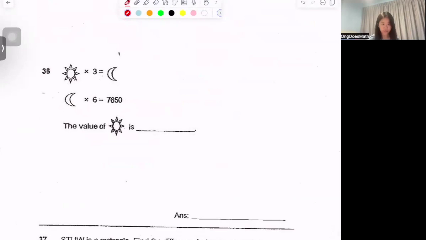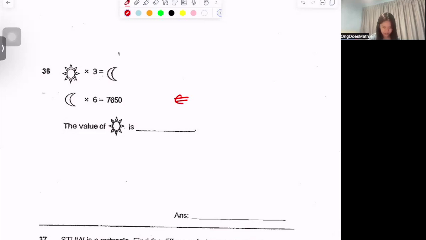Sun times 3 give you a moon. Moon times 6 give you 7650. And it asks you to find what the sun is. So we have to reverse everything. So let's start from this second row. So moon times 6 gives you 7650.